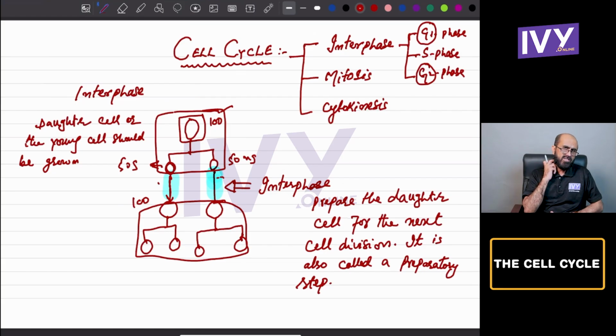And then the S phase is related to the doubling of DNA contents. The contents inside the nucleus should also be doubled, and that takes place in the S phase.